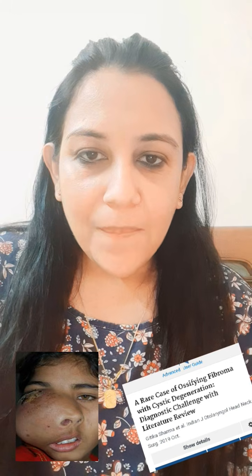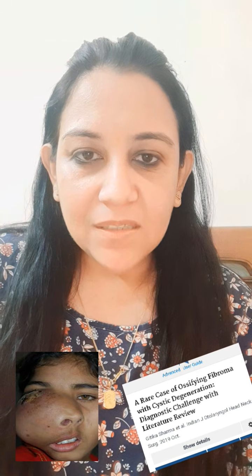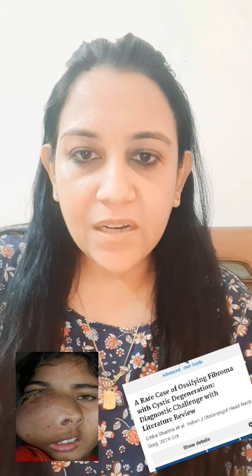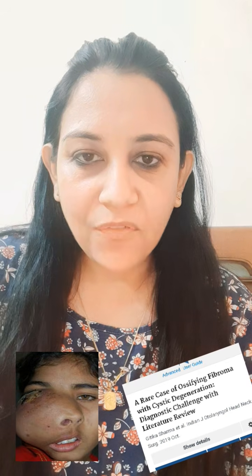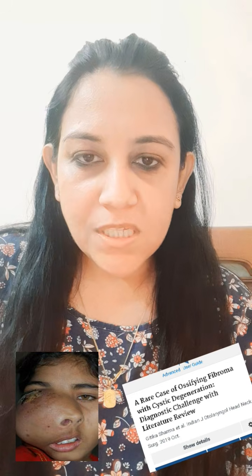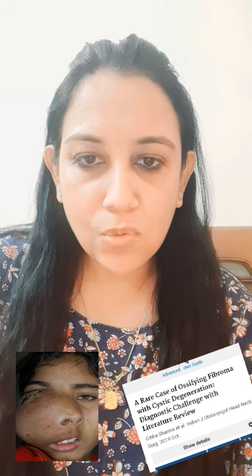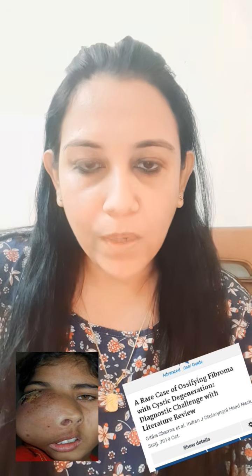Then coming to the types, it can be central or peripheral. Central if it involves the jaw bones, and peripheral if it occurs in the soft tissue. If it occurs in the soft tissue, it is known as peripheral ossifying fibroma, and if it occurs in the central part of the jaw bones, it is known as central ossifying fibroma.